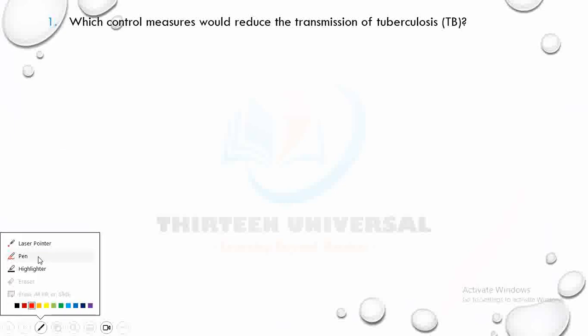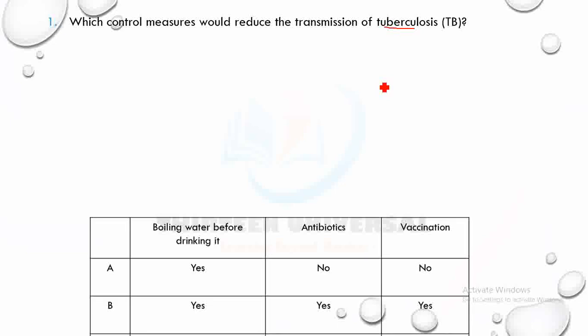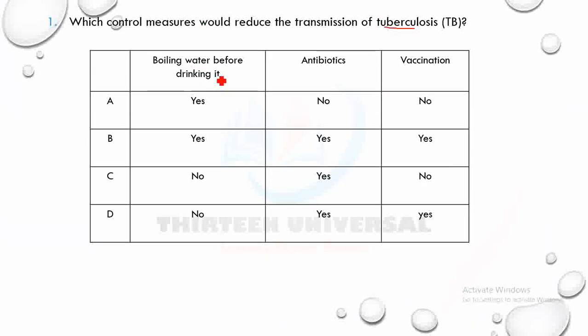So come. Now, which control measures will reduce the transmission of tuberculosis? Boiling of water before drinking it. Pause the video and try to solve the question. Okay, so boiling water before drinking it doesn't work for tuberculosis. That's for cholera. So we're focusing on these two. Antibiotics, yes. Vaccination, yes. So the answer is D.